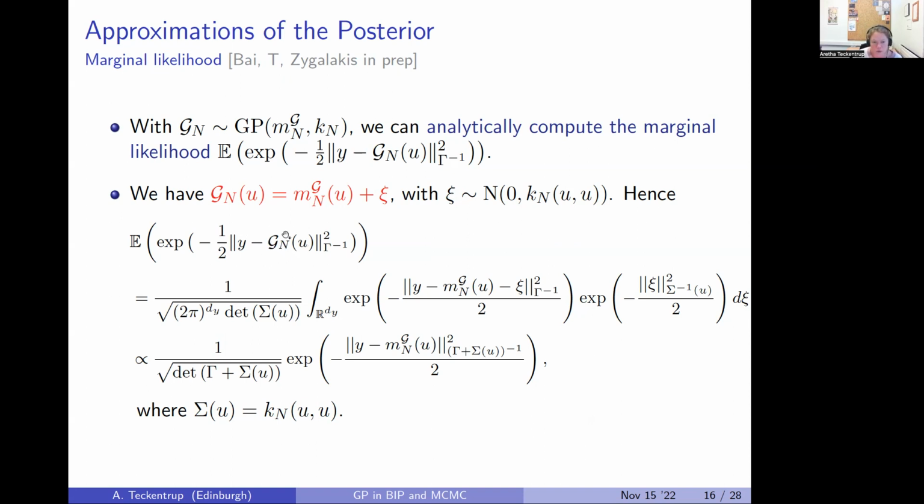And so what you can do is instead of the GN, you can plug in the MNG plus psi. So that's what we've done here. And then the psi is normal with mean 0 and variance Kn. And so then you can just integrate over the density of psi. So it's now an expected value over psi. Psi is just normal, so you get this density, and then you're just integrating over psi. And then you can just complete the square, and what you end up with is this expression here.